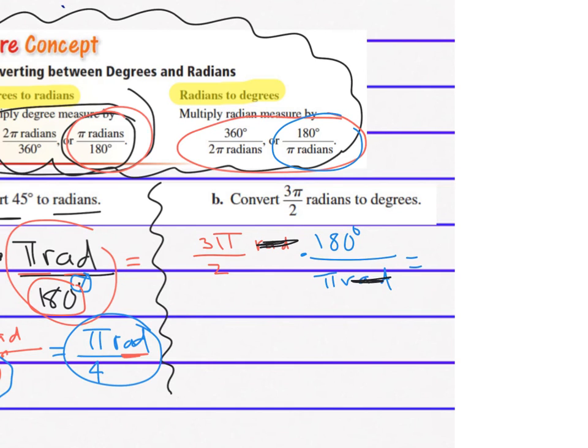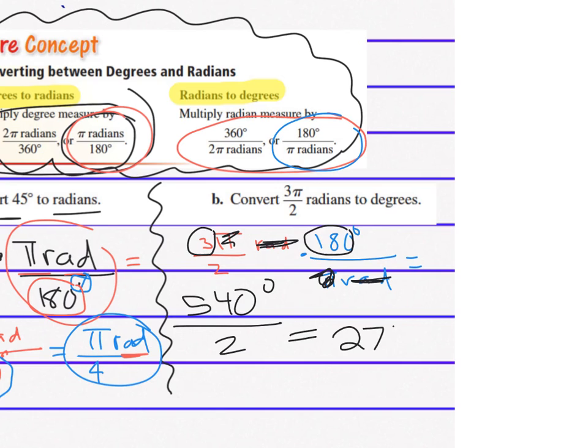And you just need to take your numbers. So 3 times 180 gives you 540 degrees. Your pi's are also canceling, pi on the bottom, pi over 2. You divide that and you get 270 degrees. So we did 3 times 180, we got 540. We divided that by 2, we got 270 degrees. The pi's canceled, the radians canceled, excuse me.